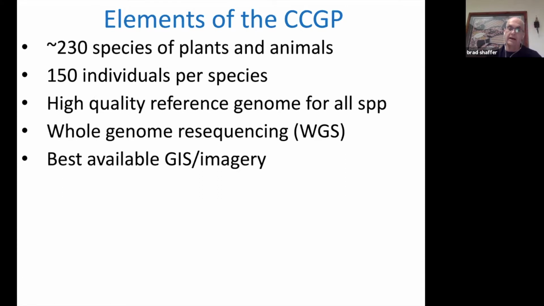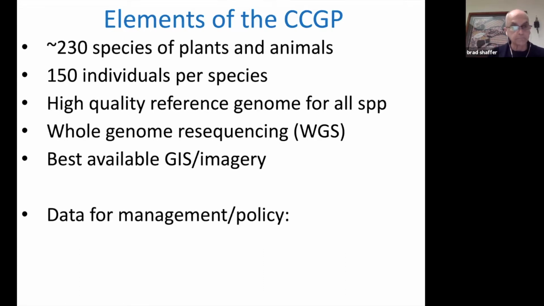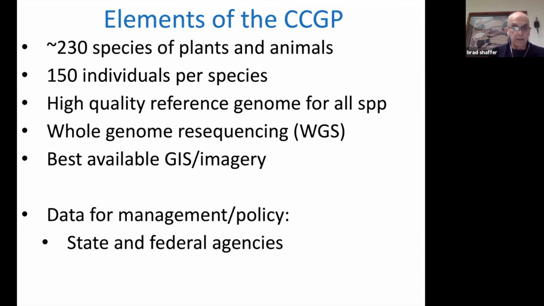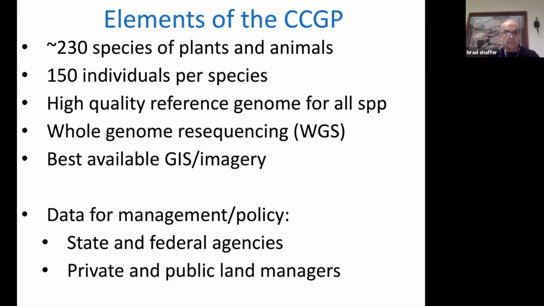Bringing in really good, we hope, GIS imagery and data. That's something we will not yet talk about since that's a little bit further down the line. And what we're hoping to do with that is to produce data for management and policy makers at the state and federal levels and for private and public land managers. So private meaning primarily NGOs.